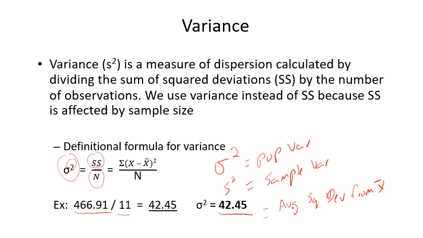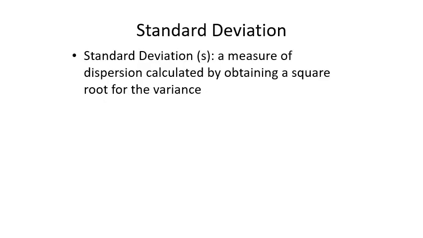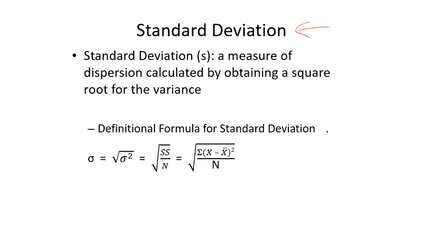So now, to put it into an interpretable form, we need to get rid of that squaring. A very easy way to do that, we just get the standard deviation. Standard deviation is going to be our final form of variability for the mean. And to get the standard deviation, we just take the square root of the variance. Here is our symbol, sigma for population. The population standard deviation, and S will be our sample standard deviation.